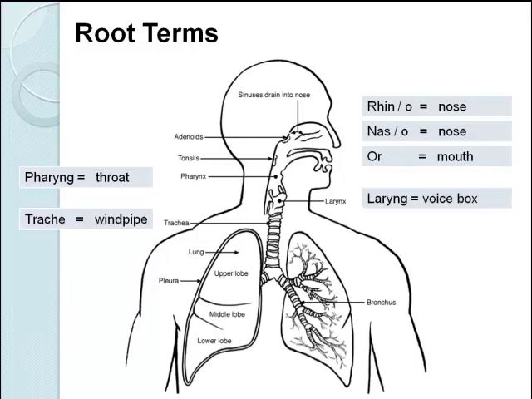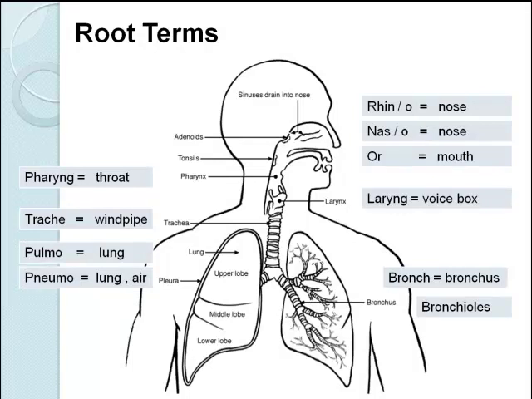The air passes then down through the trachea. The trachea is your windpipe, and the root term for windpipe is trache. So for example, you may have heard of the term tracheostomy. From there, the air then passes into the dividing branches called the bronchus, or bronch is the root term for bronchus. These in turn divide into smaller tubes called bronchioles. And we know that the bronchioles then lead to the tiny air sacs, the alveoli.